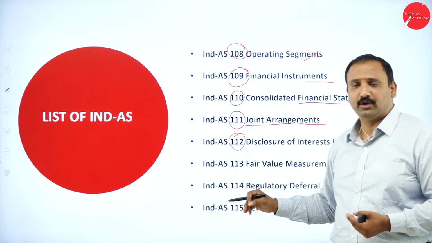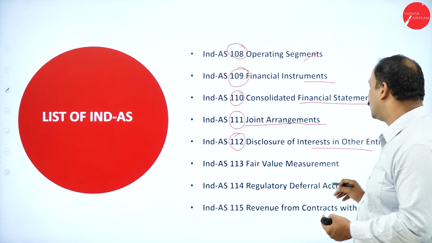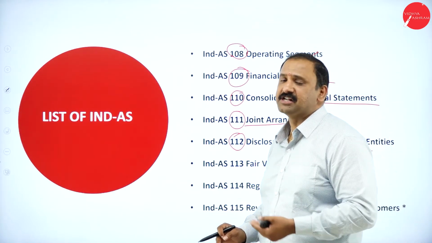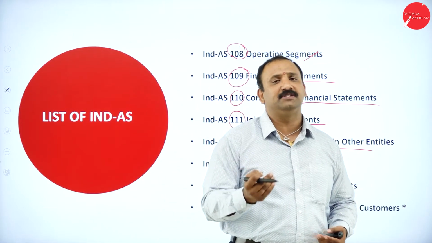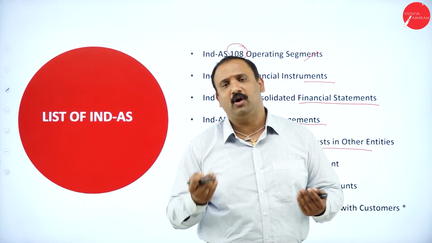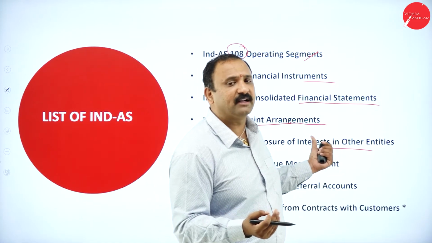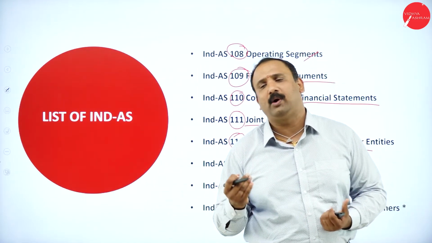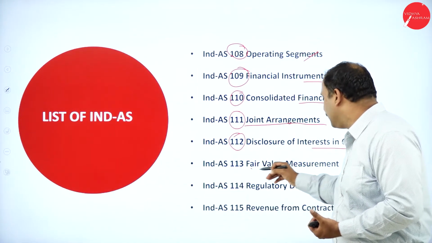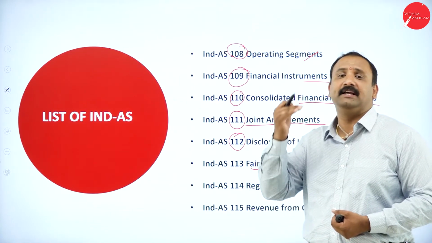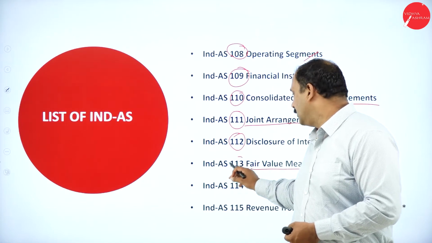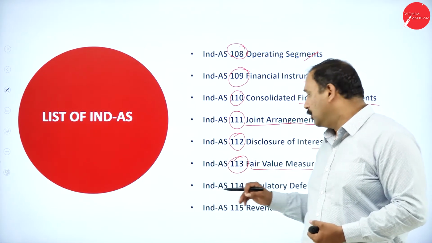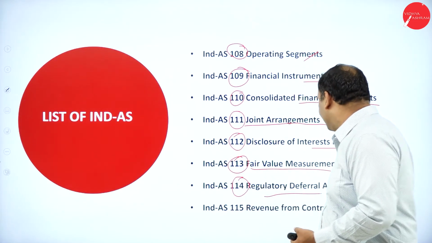Again, Standard 112 will talk about disclosure of interest in other entities. Now, as a company, you might be interested in starting another business, buying out or merging, or you would like to invest. All those factors will be given here at 112, followed by the fair value measurement: how your company is valued, under which standard, under which format.